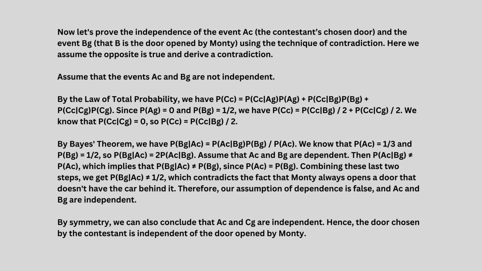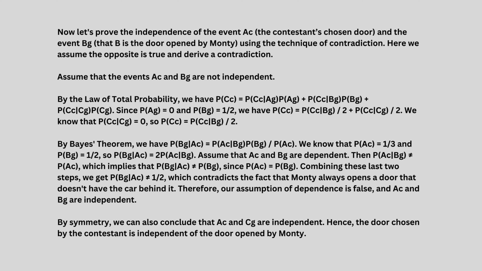Since the probability of AC equals the probability of BG, combining these last two steps, we get the probability of BG given AC is not equal to 1/2, which is a contradiction. It contradicts the fact that Monty only opens a door that doesn't have the car behind it. Therefore, our assumption of dependence must be false, and so AC and BG are independent.